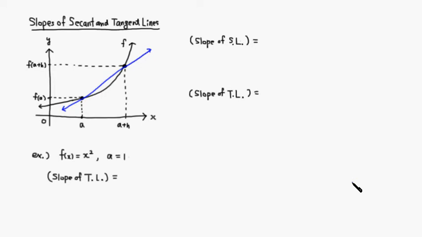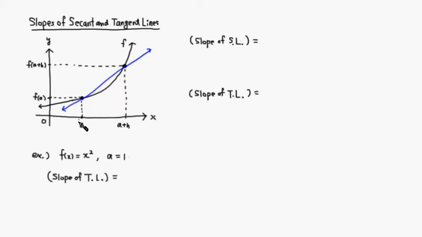Okay, let's look at the slopes of secant and tangent lines. Let's look at this picture. This black curve is the graph of, say, f of x. Then we want to find the slope of the secant line first. For a secant line, just take 2 points.